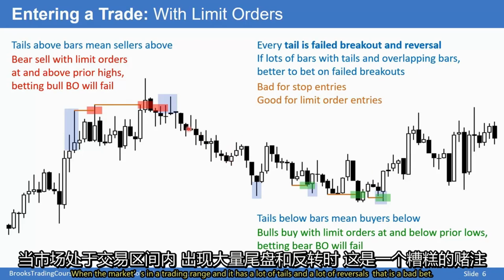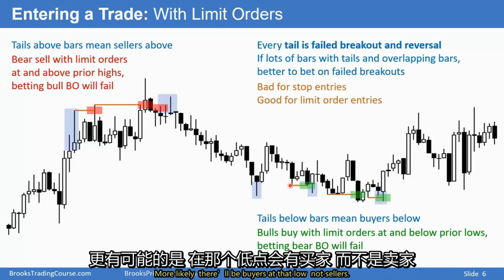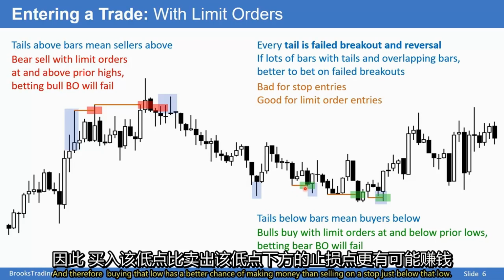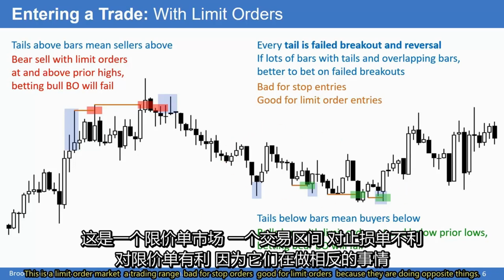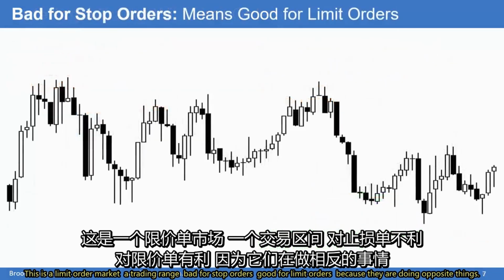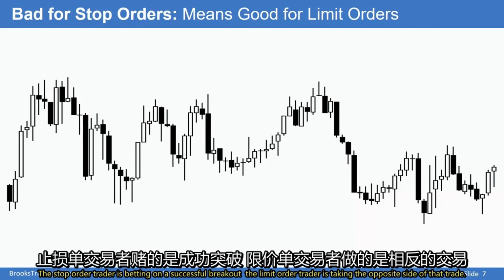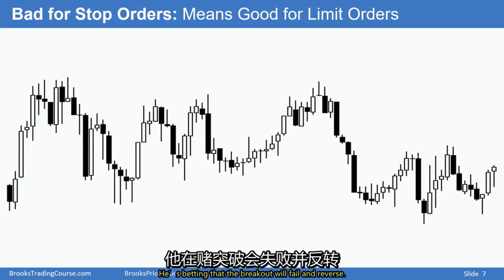When the market's in a trading range and it has a lot of tails and a lot of reversals, that is a bad bet. More likely, there'll be buyers at that low, not sellers. And therefore, buying that low has a better chance of making money than selling on a stop just below that low. This is a limit order market, a trading range. Bad for stop orders, good for limit orders, because they are doing opposite things. The stop order trader is betting on a successful breakout. The limit order trader is taking the opposite side of that trade. He's betting that the breakout will fail and reverse.